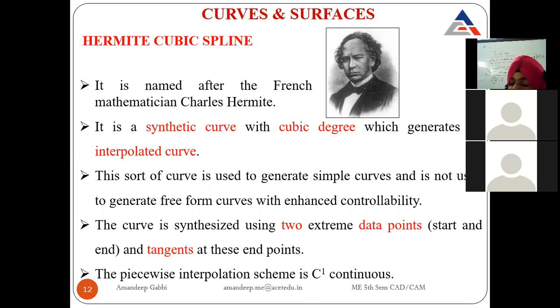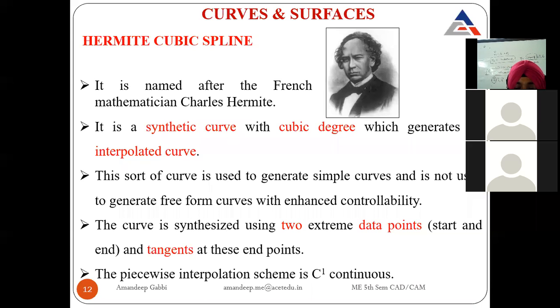The Hermite cubic spline is covered today. It is named after the French mathematician Charles Hermite. Why do we call it the Hermite cubic spline? It was invented by Charles Hermite. It is a synthetic curve of cubic degree which generates an interpolated curve. Why is the term cubic applied to it? As it is of cube degree, raised to power 3. It is of degree 3.